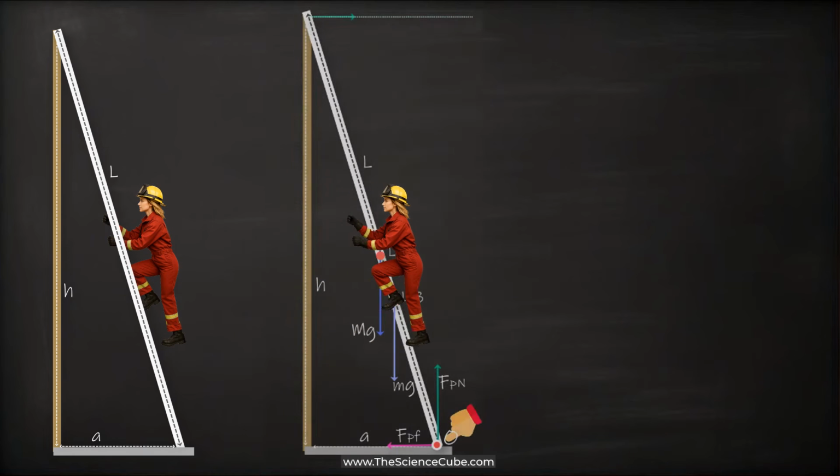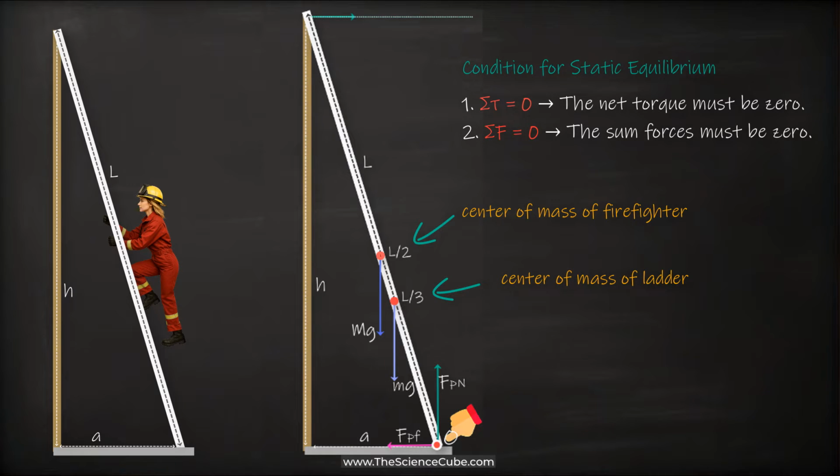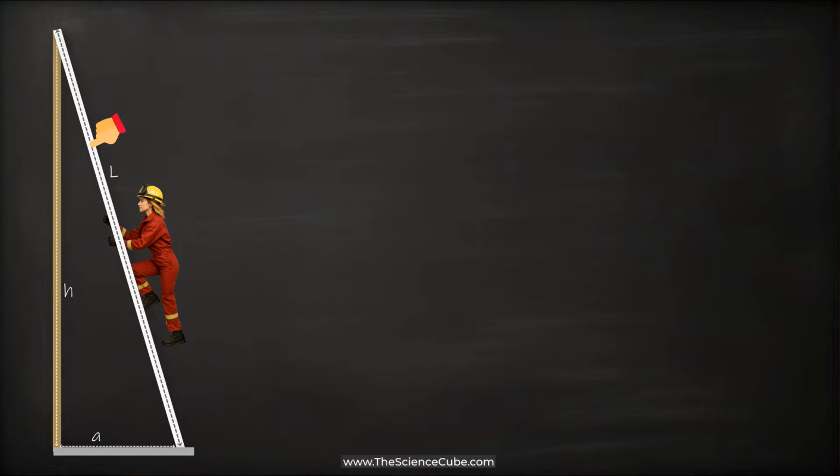So in this lesson, we will learn how to apply the force and torque conditions that give static equilibrium to solve physics problems easily and with speed. So what we have here is a ladder that rests against a frictionless wall.